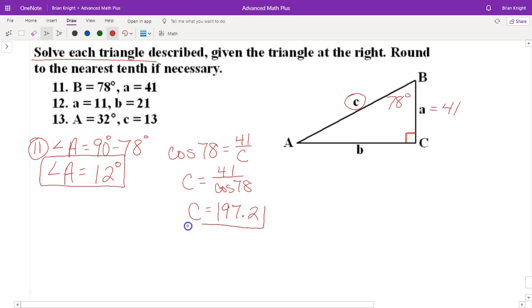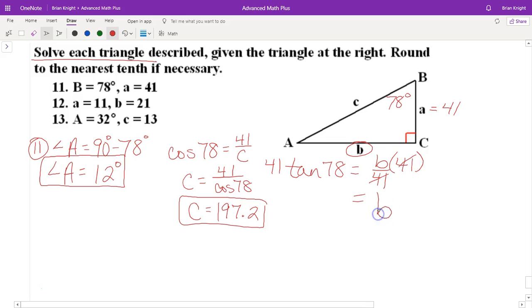197.2. All right. And then now we're going to find side what? Side B. So that's this one. What parts do we have? Tangent. B is opposite. A is adjacent. So the tangent of 78 equals, opposite is B, adjacent is 41. Multiply both sides by 41. Those will cancel. B equals what? 192.9.